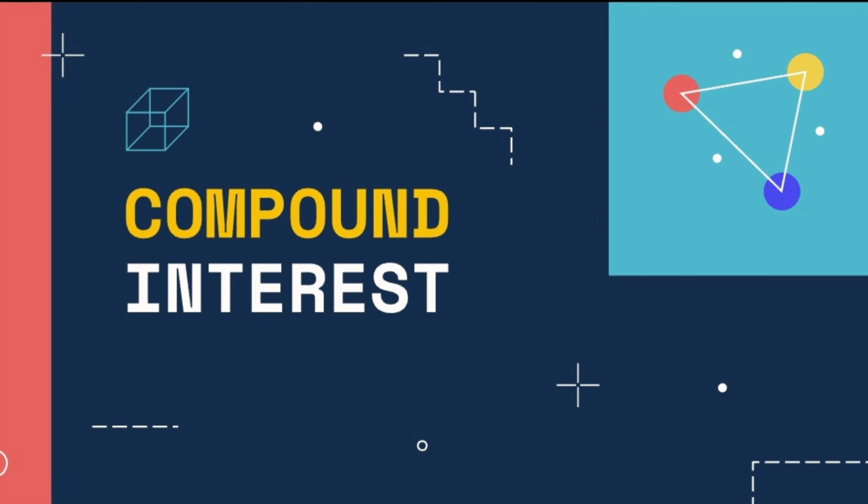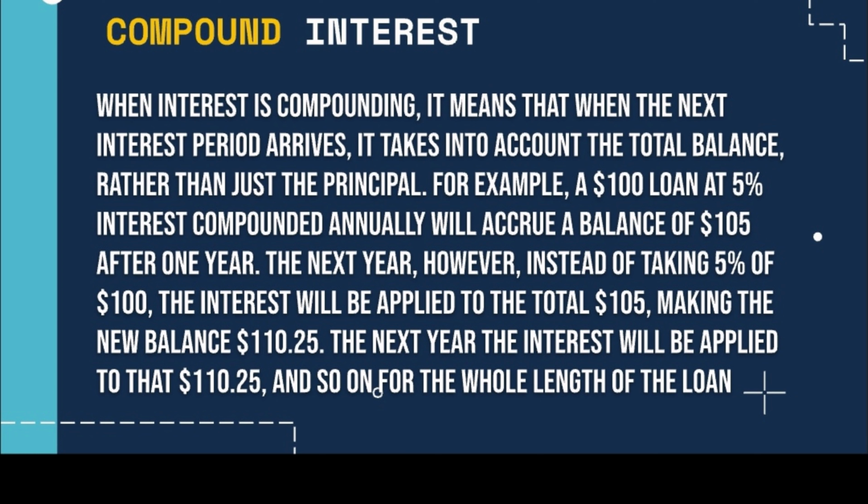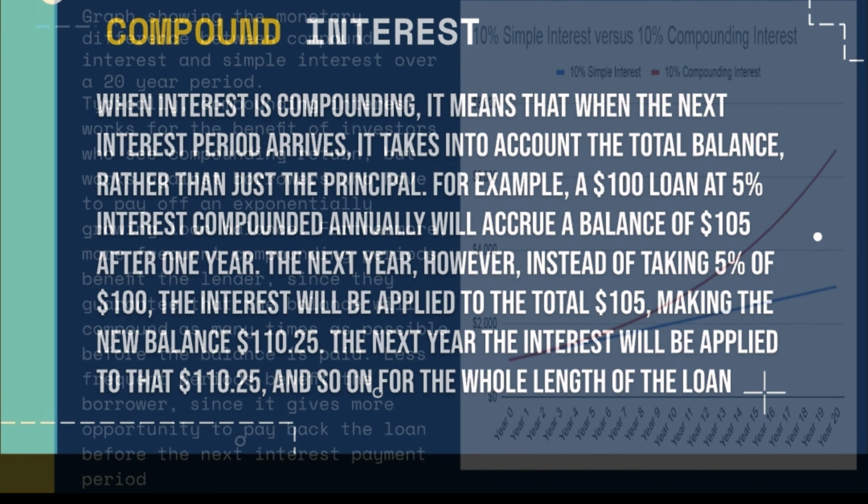We may have heard compound interest in our daily lives, but first let's define what compound interest is. Compound interest is when an interest is compounding. It means that when the next interest period arrives, it takes into account the total balance rather than just the principal. It is the addition of interest to the principal sum of a loan or deposit, or in other words, interest on principal plus interest.